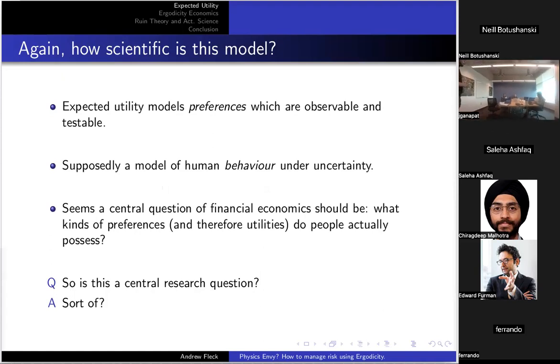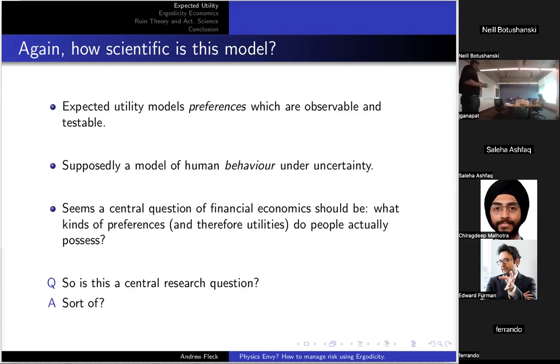People should be less skeptical. But how scientific is it really? We can observe preferences, but this is supposedly a model of human behavior, so we should be able to test it behaviorally. It seems the central question for a financial economist should be: if people indeed follow these axioms we mentioned earlier, what kind of preferences do they have, and what kind of specific utilities do they actually possess? And the question I ask is, is this a central research question?